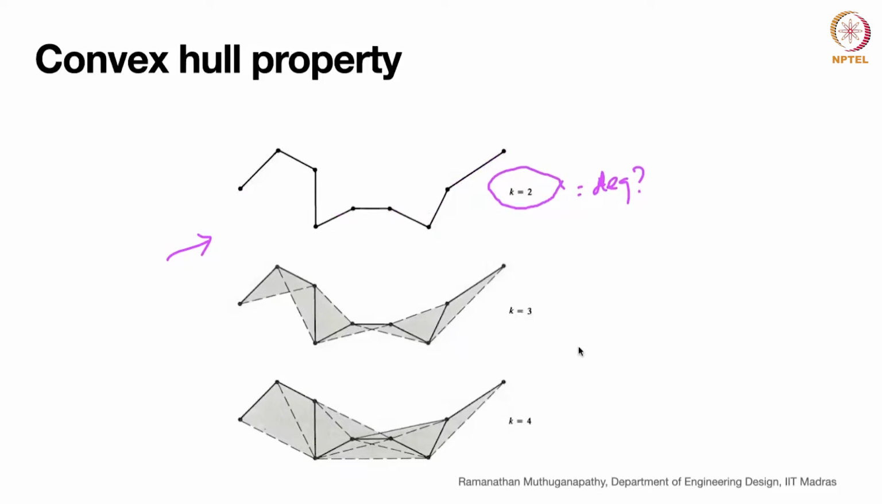How many points? Should be 1. Oh, sorry, 8, sir. 8, sir. Okay, degree of Bezier curve is very high.